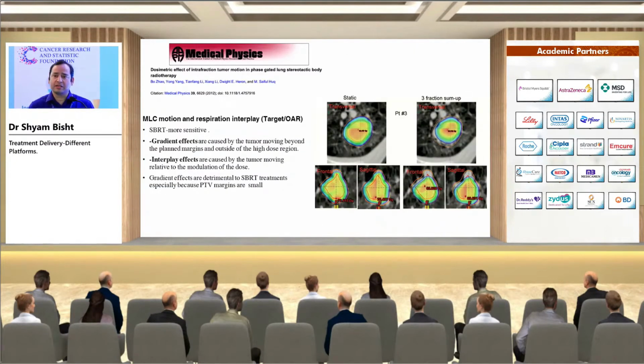Another is the interplay between the MLC motions and the respiratory movement of the tumor and OARs. This can lead to a gradient effect and the interplay effect, which is very beautifully described in these AAPM articles. This gradient effect is more detrimental in SBRT. On the left side you can see the static image, and on the right side the motion images. They can result in missing of the target with the gradient effect.